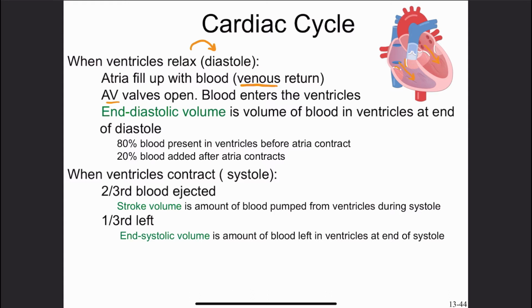End diastolic volume is the volume of blood in the ventricles at the end of diastole. 80% of the blood in the ventricles is in there before the atria even contract. When the atria contract, they add that extra 20% to completely fill up the ventricles. Filling of the ventricles is going to close the AV valves, and then the ventricles eject about two thirds of the blood in them. This is called the stroke volume, the amount of blood pumped from the ventricles during systole. About a third of the blood is left in the ventricles, and that is called end systolic volume. It's the volume of blood left over at the end of ventricular contraction.